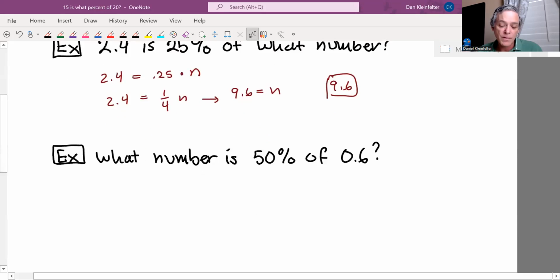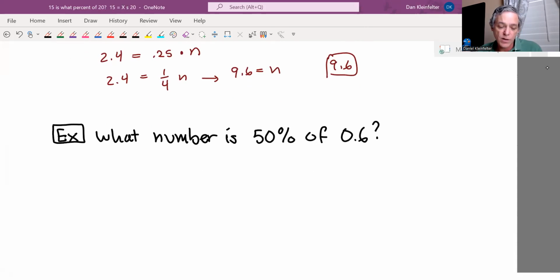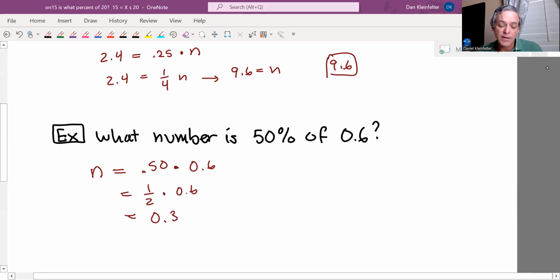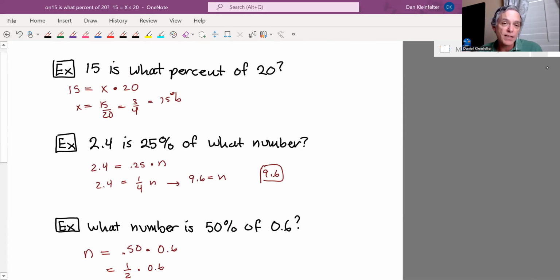Okay. What number is 50% of 0.6? I'm going to turn the percent into a decimal pretty much always. So what number is 50% of 0.6? That's half of 0.6, if you like fractions. That's going to be 0.3. So in the first case, we're missing the percentage. In the second case, we're missing the whole amount. And in the third case, we're missing the part.